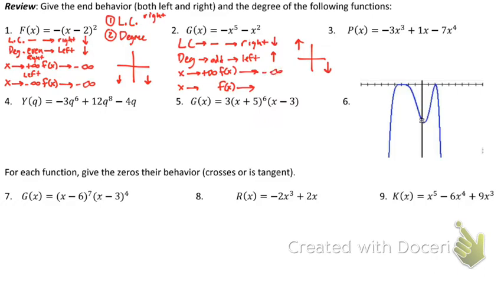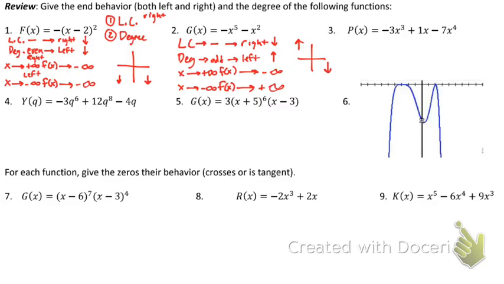Okay, left side, what represents my left side for these polynomial functions? It's negative infinity. And what is my graph doing on the left side? It's going up. And when we go up, it's going up to positive infinity. Okay?